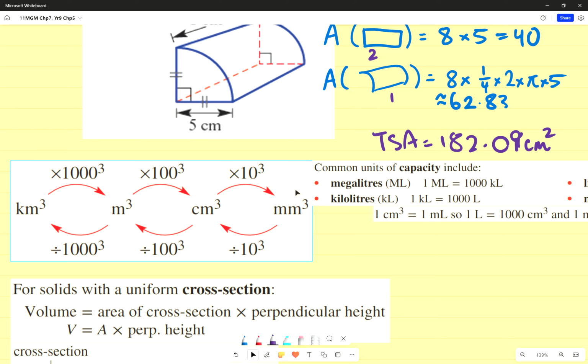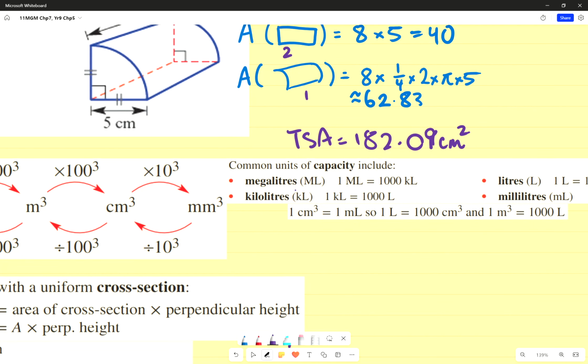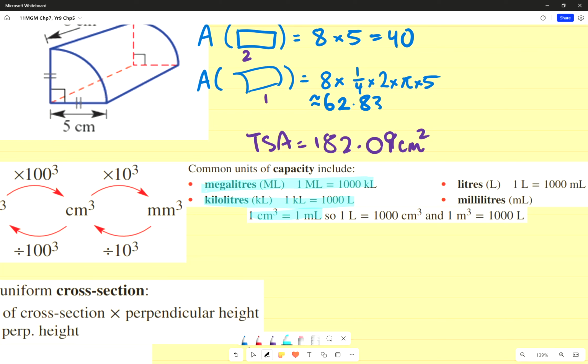What I get you to write down right now is this section right here. Some of them are very obvious, but I'll explain it to you right now. Obviously, we know that 1,000 milliliters is 1 liter. Okay, so 1,000 milliliters is 1 liter. But I'll get you to copy down that first dot point right there. Megaliters, or capital ML, which makes a big difference, is 1,000 kiloliters.